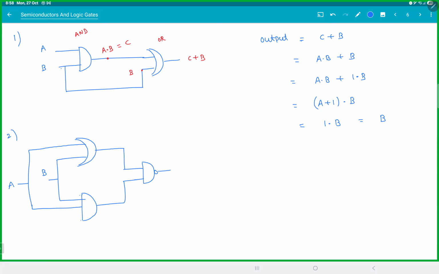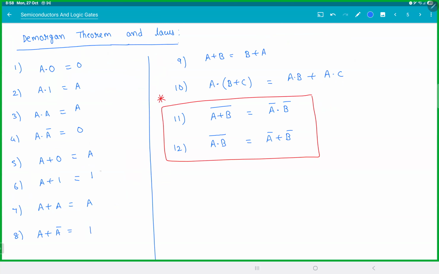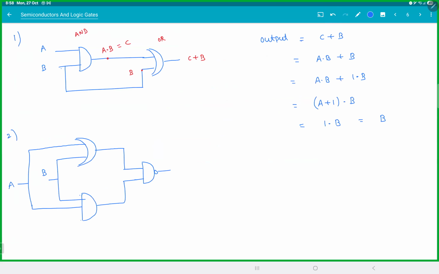What is the output for this? OR gate, AND gate, then both are connected to a NAND gate. A plus 1 is 1 only, right? For an OR gate, see A plus 1, plus meaning OR gate, you give 1, so it will become 1. So 1 dot B is B only. Here, A plus 1 is 1. So for an OR gate, if you give input as 1, it is always 1.